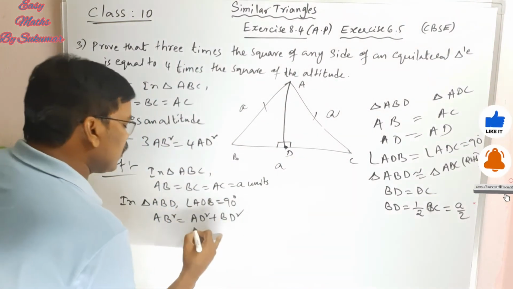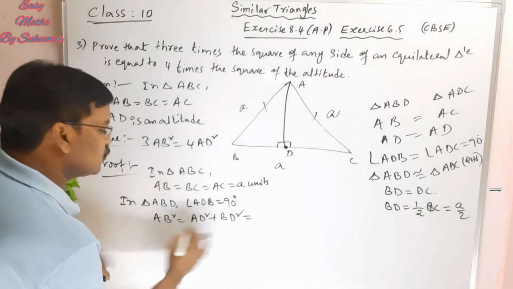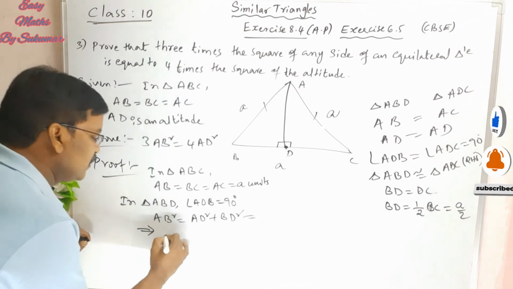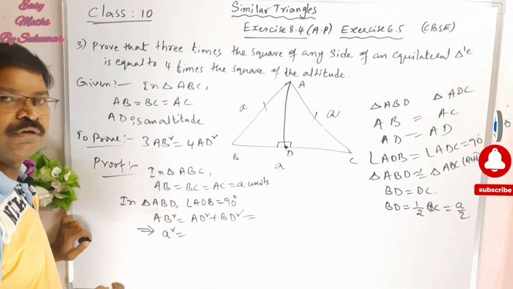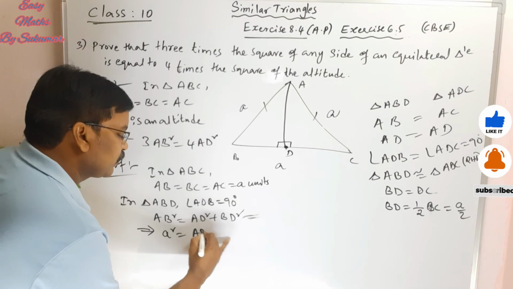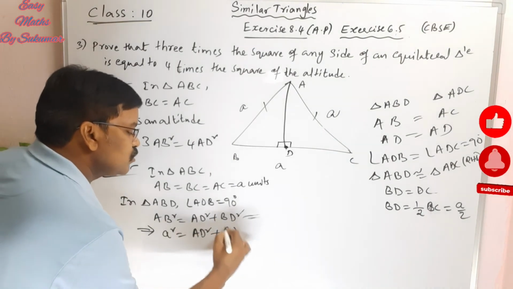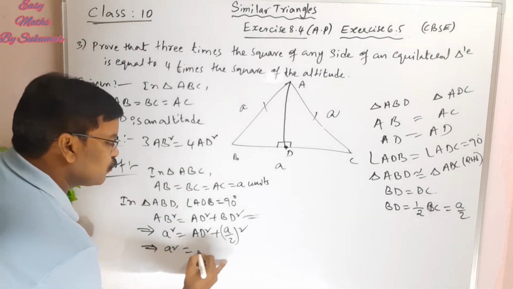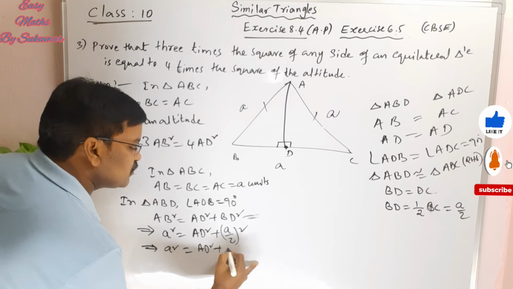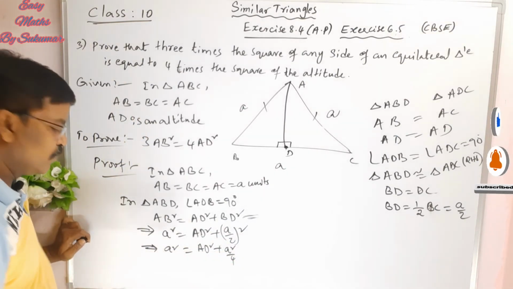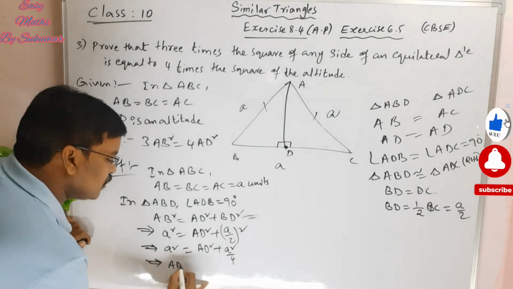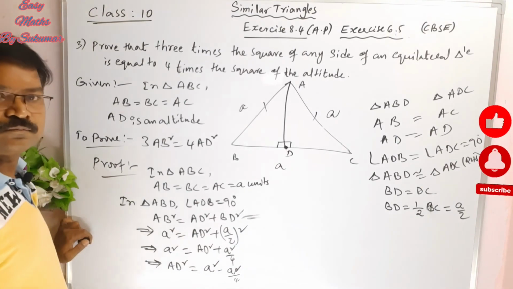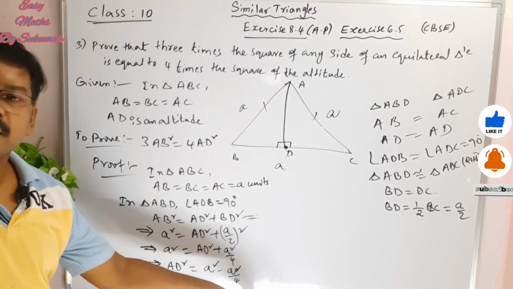Instead of BD, what do you write, my dear students? This implies a square is equal to AD square, which is unknown, plus BD, that is a by 2 whole square. So a square is equal to AD square plus a square by 4. So AD square is equal to a square minus a square by 4.